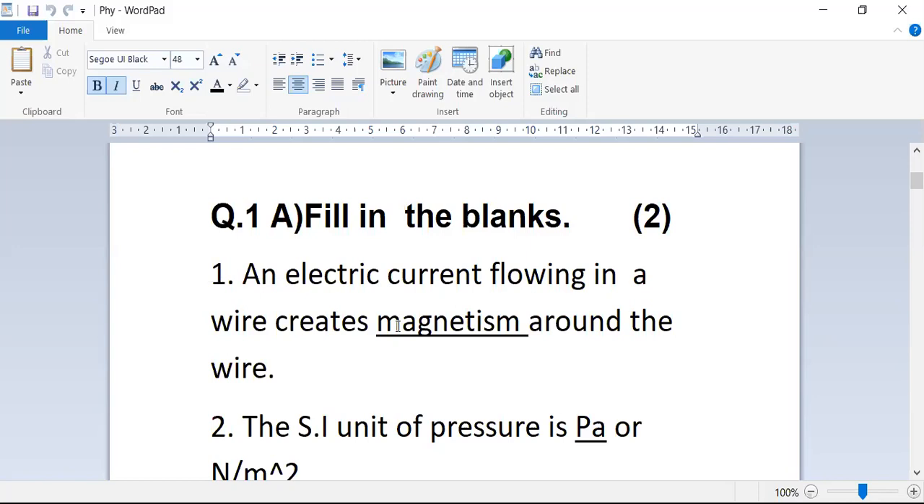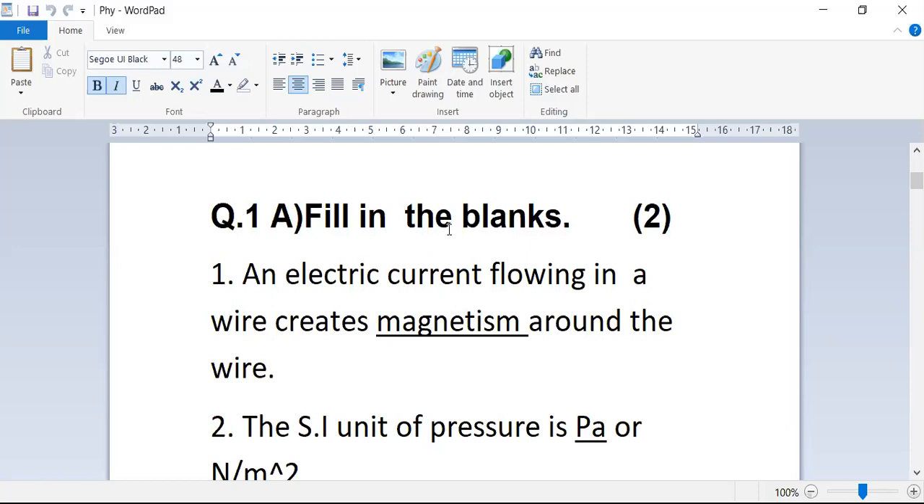Now there are 2 fill in the blanks given here. There are 2 sub questions of question number 1A. For example, question number 1A1 is: an electric current flowing in a wire creates dash around the wire. The answer is magnetism. Write down magnetism, underline it, and move ahead to the next question.